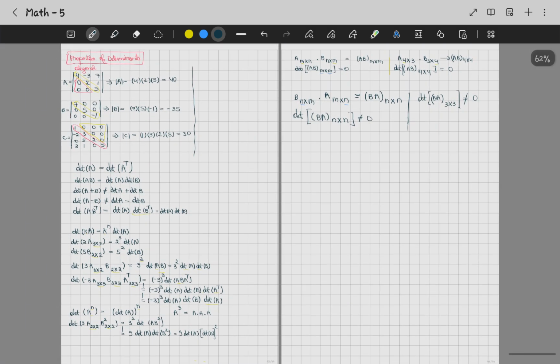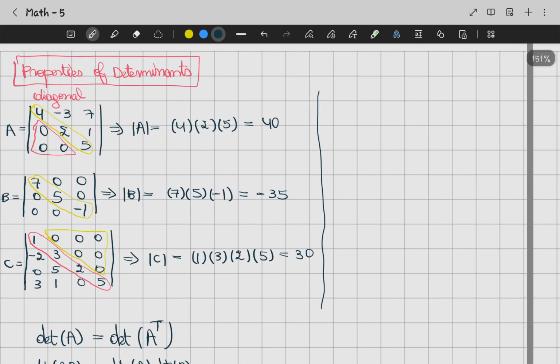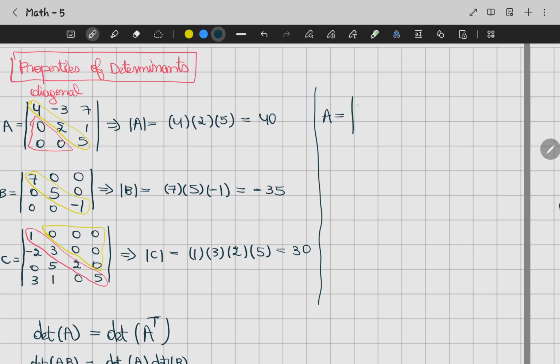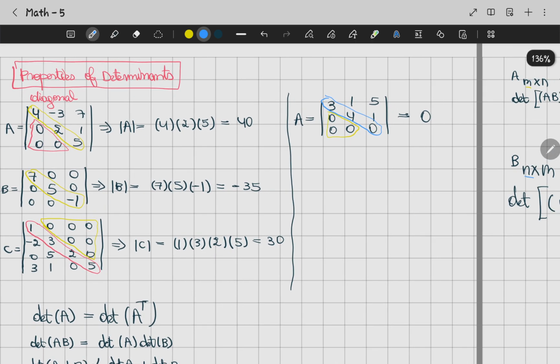And then, okay, let me give you some extra examples. Let's say we need to find the determinant of this matrix, similar to what we just saw. The answer to this matrix will be 0, because we already have a triangle here. Now we're going to solve what is on the diagonal, so it will be 3 times 4 times 0, which will give you 0.